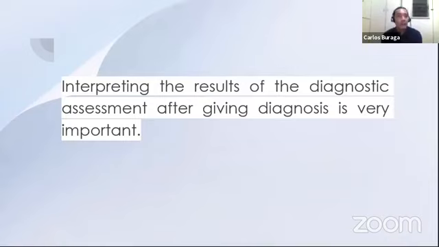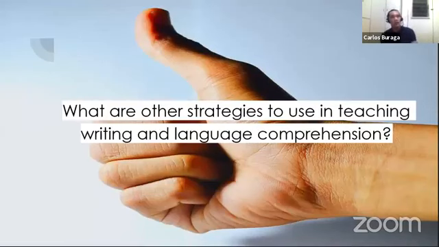All right, interpreting the results of the diagnostic assessment after giving diagnosis is very important. After identifying and analyzing the writing and language skills that students need to learn and designing the assessment, okay, that is aligned to the writing and language comprehension skills to be measured, what's next? Okay, we have to interpret the results of the teacher-made diagnostic test, because through this, we can make instructional support, okay, that would fit to the diagnosed needs of our students. Okay, so here, what are the other strategies that we can use in teaching writing and language, or to develop writing and language comprehension skill in our students?